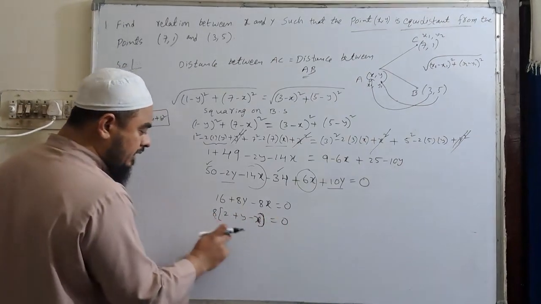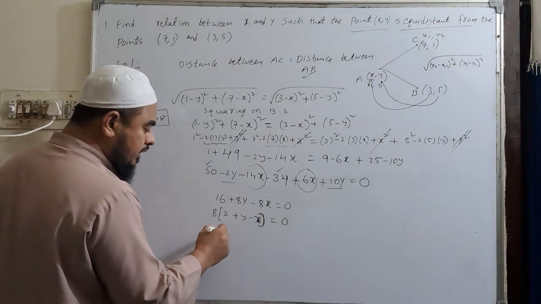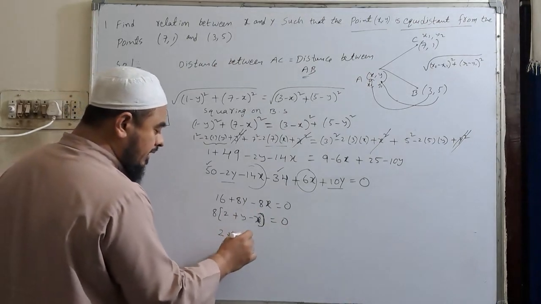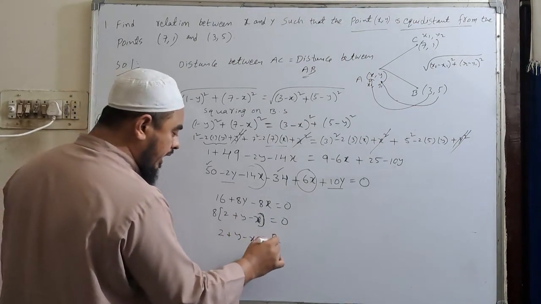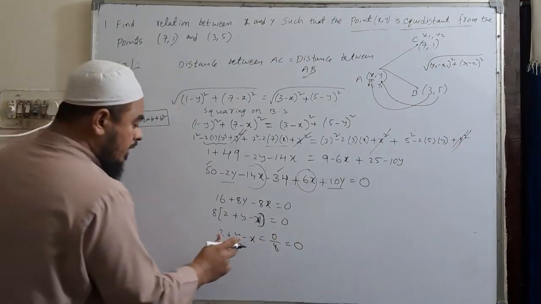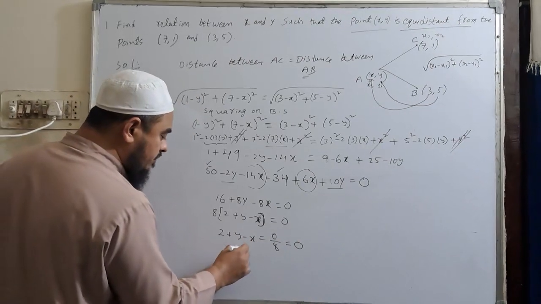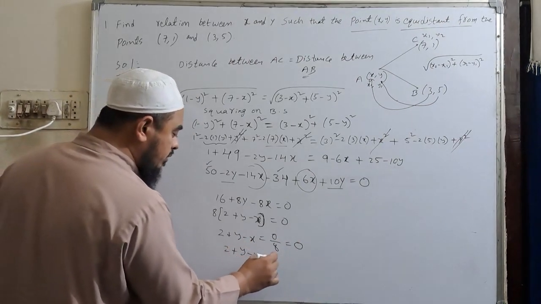Now if you bring this 8 to the denominator, it becomes 0 by 8. It is going to become 0 only. 2 plus y minus x is equal to 0 by 8. 0 by 8 is nothing but it is equal to 0. Now further you can just simplify what we got here. 2 plus y minus x is equal to 0.